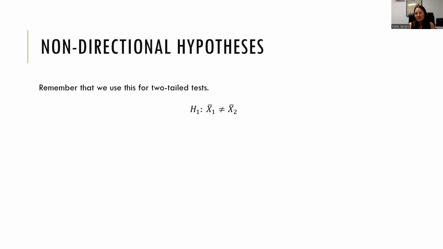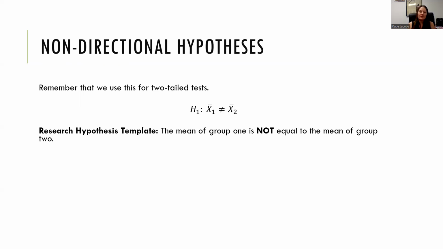With the dependent samples t-test, we're comparing the means of each of our groups. So we're looking at the mean of group 1 does not equal the mean of group 2, because when we write non-directional hypotheses, we're not sure which group would have the higher mean. So now we have a research hypothesis template: the mean of group 1 is not equal to the mean of group 2.